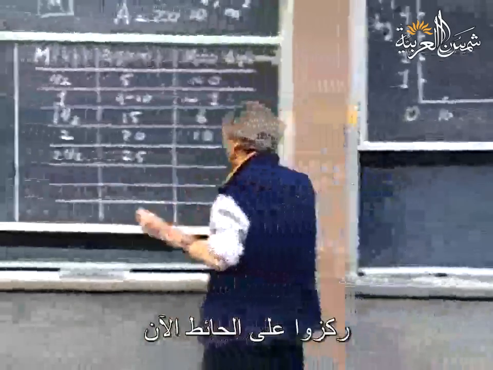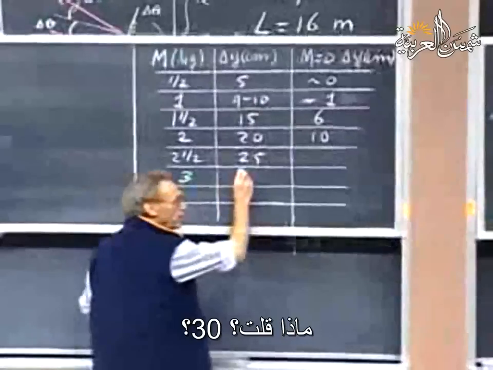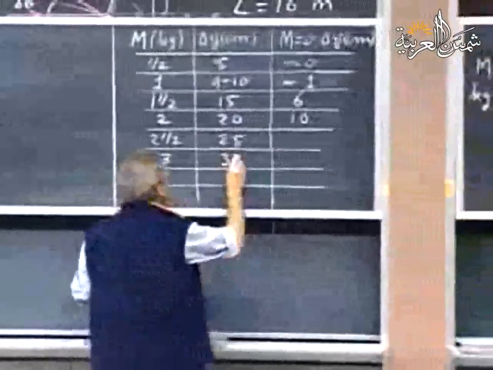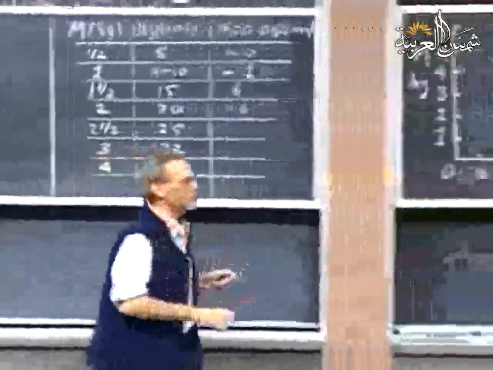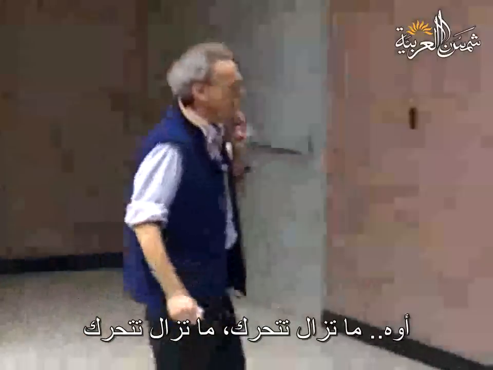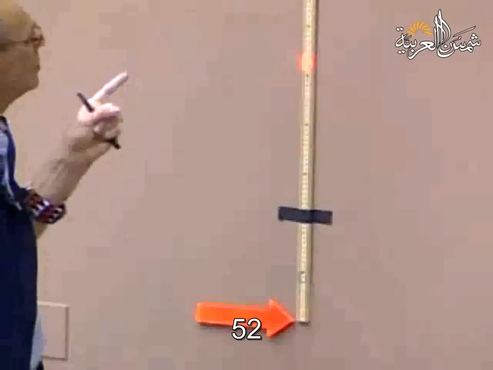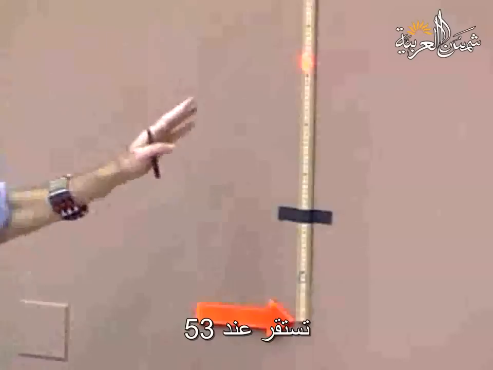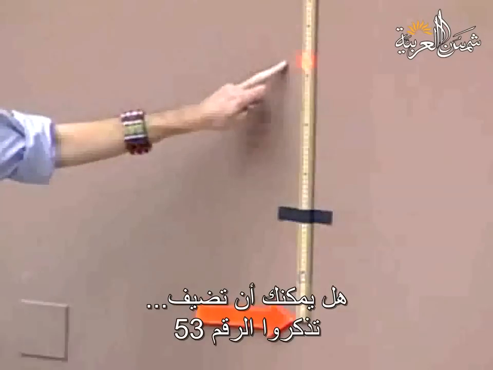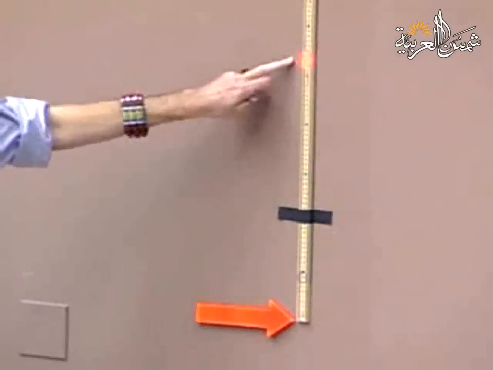Watch very closely now on the wall, because the drama is about to start now. I said 32. 4. Ooh, still moving. Still moving. 52. Settles at 53. Now don't look at the board now, look at this spot now. Remember the number, right? 53. Can you add 1 kilogram now?